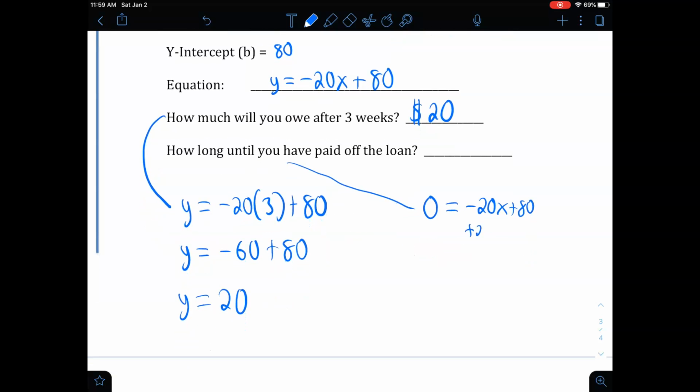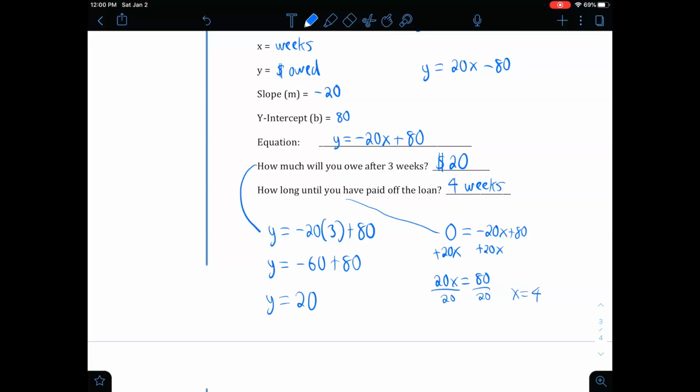I'm going to add 20x to both sides. You could also subtract 80 from both sides if you wanted to. So we're going to get 20x equals 80, divided by 20, and x is going to equal 4. So it's going to be 4. What's the units for x? X was weeks, so it's going to be 4 weeks.